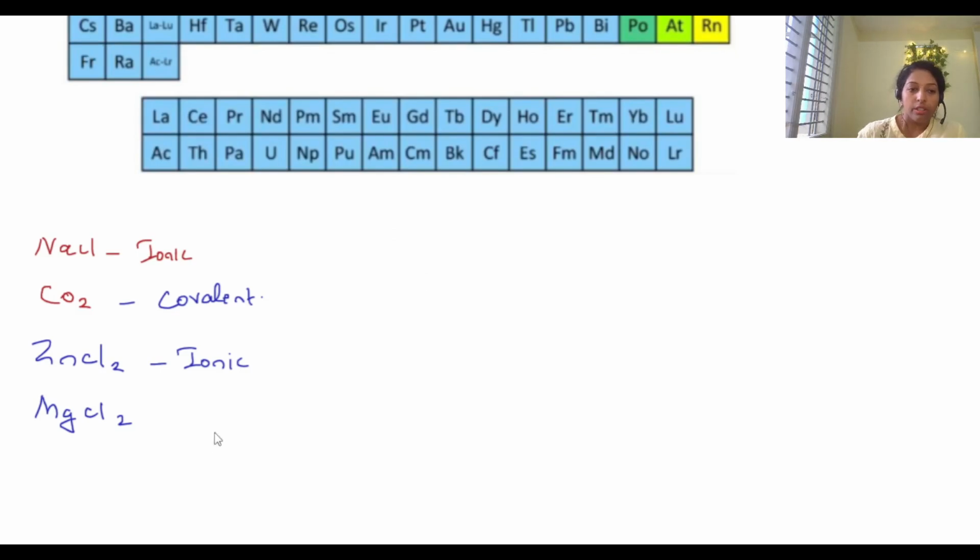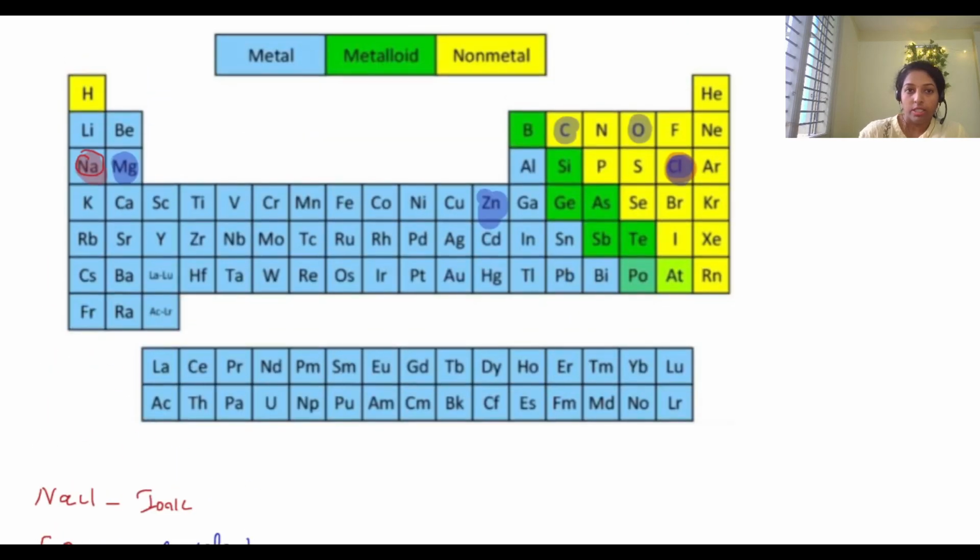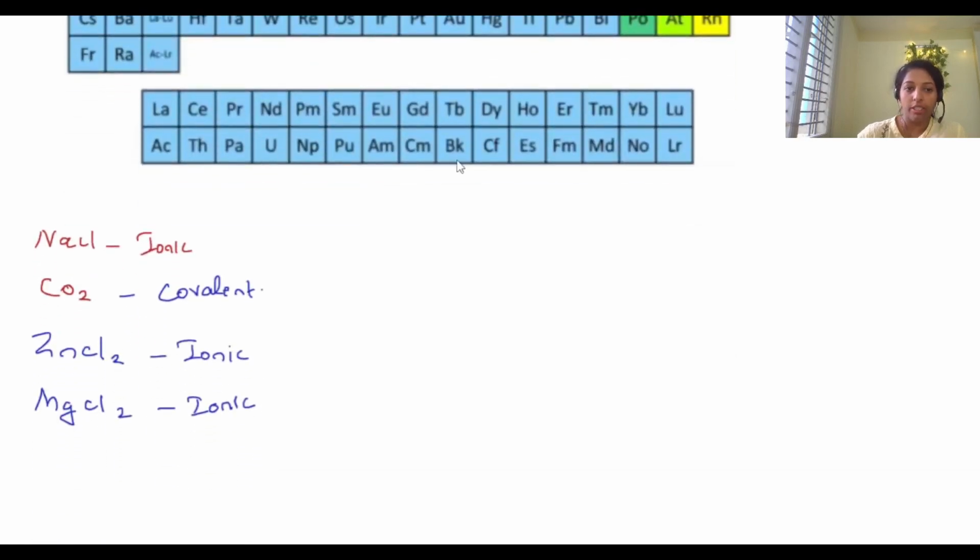Clear? Then what about SO2? See, sulfur is here and oxygen is here. So both are non-metals. So definitely that is also a covalent compound. That is how we have to categorize them as ionic or covalent. Clear? I hope you understood.